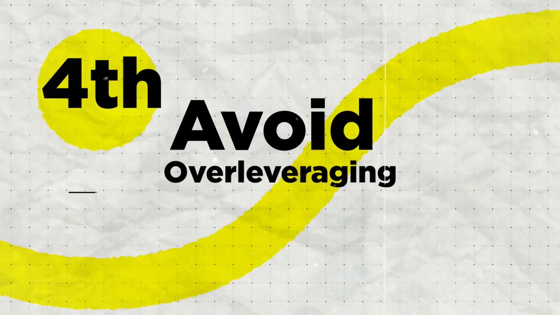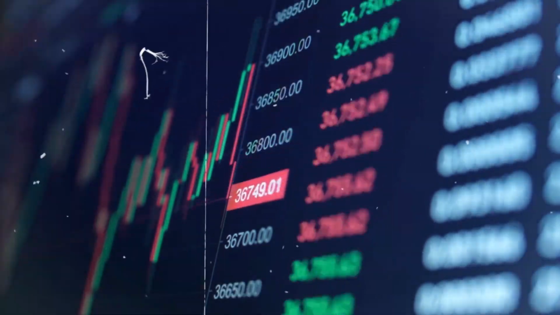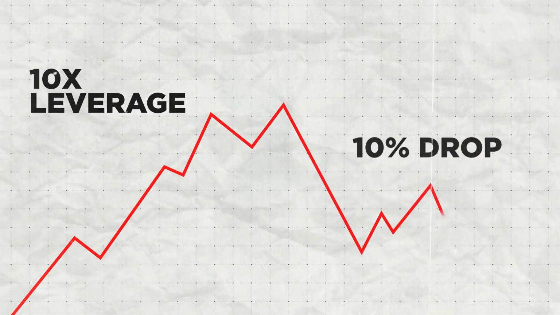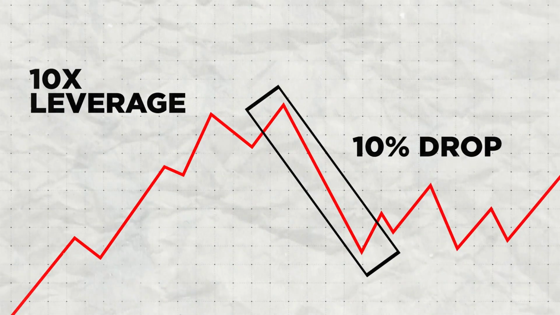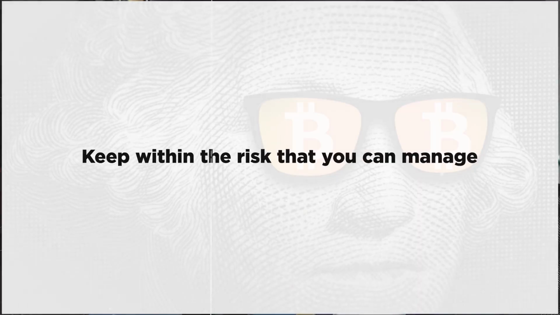Point number 4, avoid over leveraging. Leverage can boost your gains, but it can also magnify your losses. So using too much leverage can wipe you out fast, even if the market moves only a little against you. For example, with 10 times leverage, a 10% drop can wipe out your entire position. The practical step here is, keep within the risk that you can manage unless you have a solid risk management strategy.